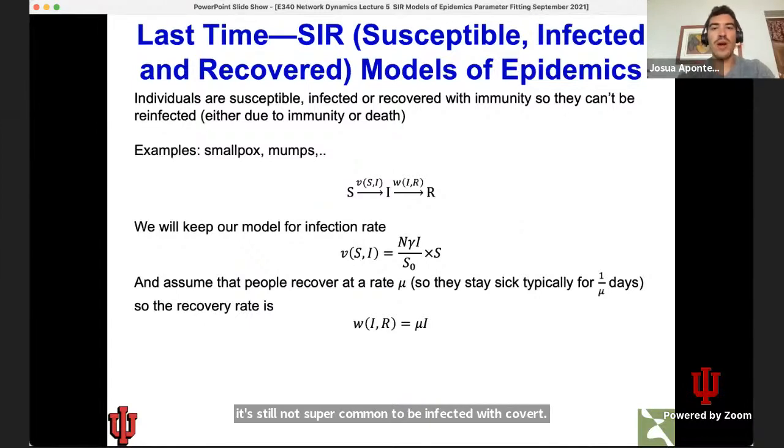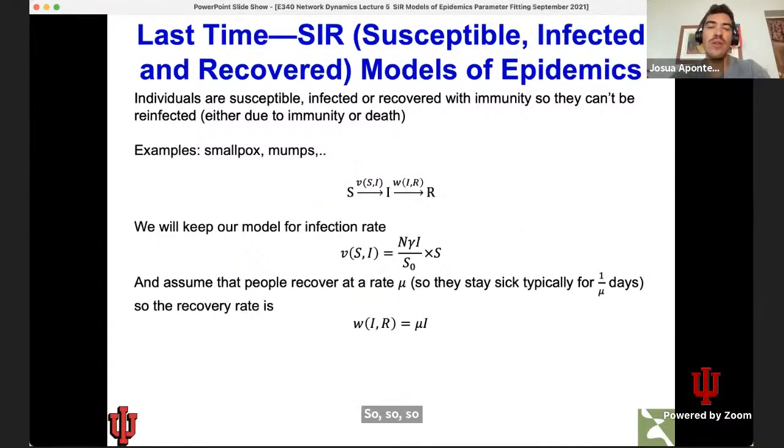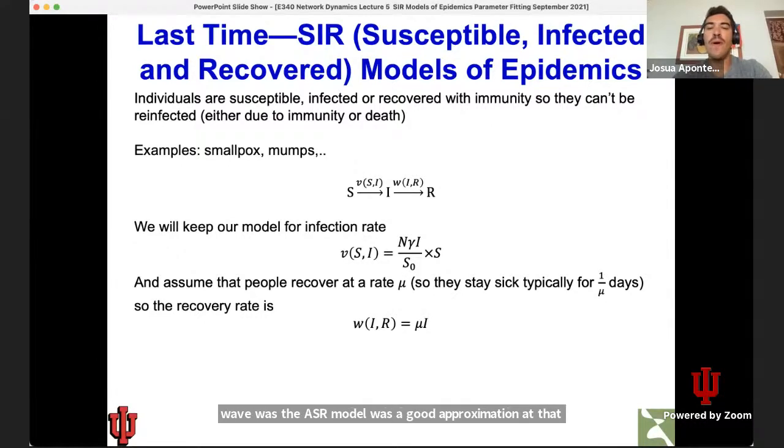So when we looked at the data at that time, we were just going through the first wave. That first wave was well approximated by the SIR model at that time, at least in the US.